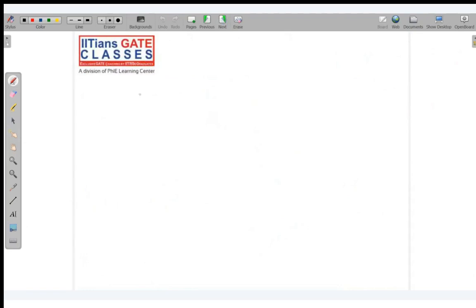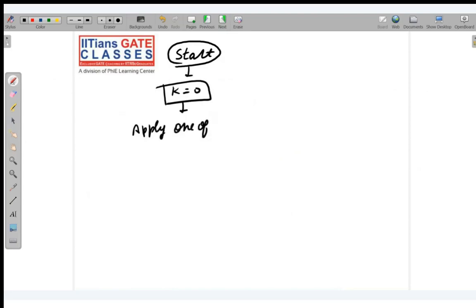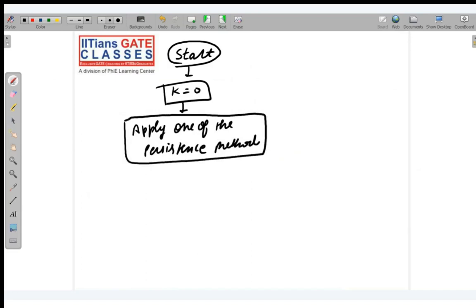Yes, so we will say start. The attempt will be 0, A is equal to 0. Apply one of the persistence methods. Whatever method you want you can use, like one persistence, p persistence, non persistence. Next is transmission done or collision detected.